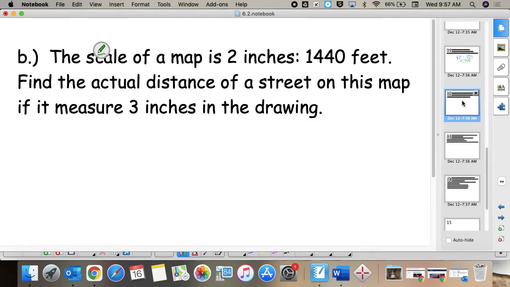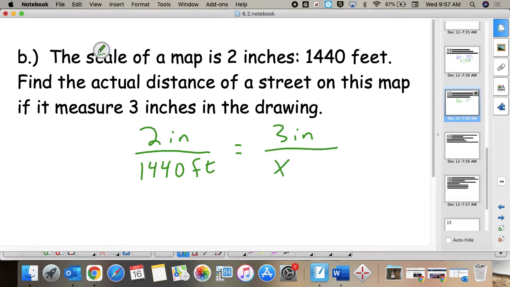Looking at B then, it says the scale of a map is 2 inches represents 1,440 feet. It says find the actual distance of a street on this map if it measures 3 inches in the drawing. So now I've got 2 inches represents 1,440 feet. I've got 3 inches in my drawing. X will be in feet in this case. If I have inches over feet on the left, I need to have inches over feet on the right.